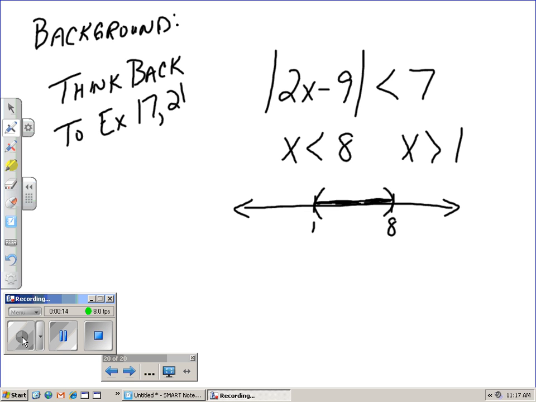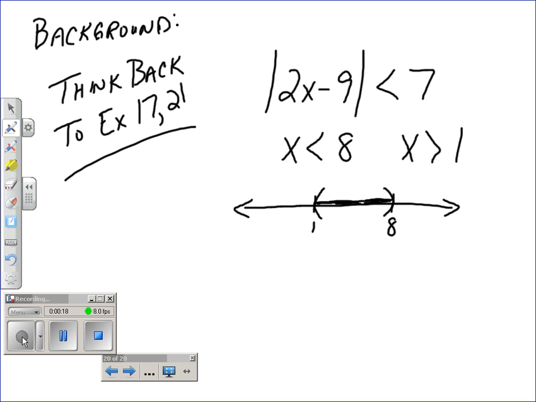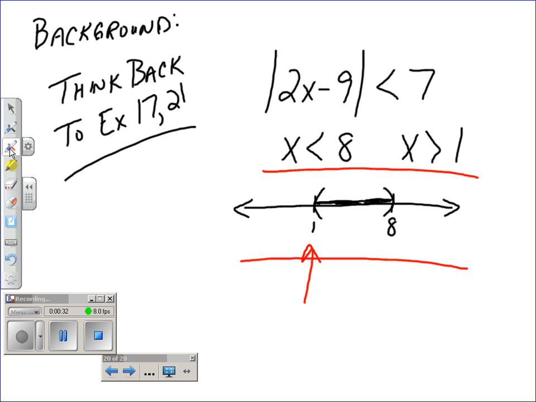All right, let's cover a little background before we get started. I want you to think back to examples 17 and 21 when we talked about the absolute value of 2x minus 9 is less than 7, and we came up with this graph and this solution. What's coming is the 1 and the 8 we're getting ready to call critical values.